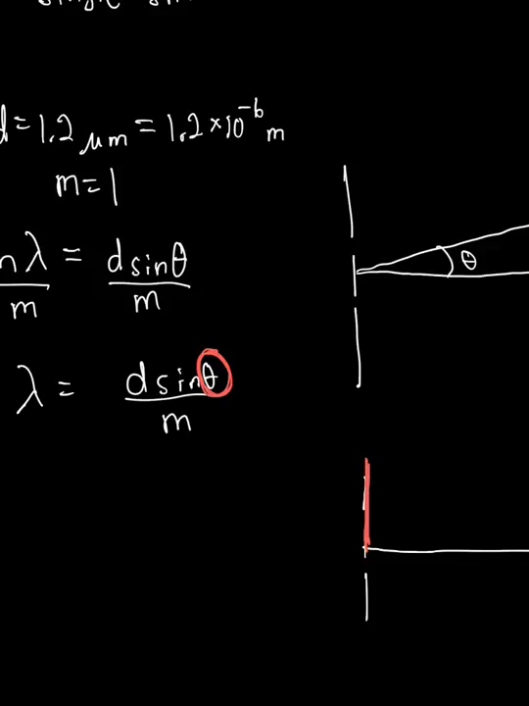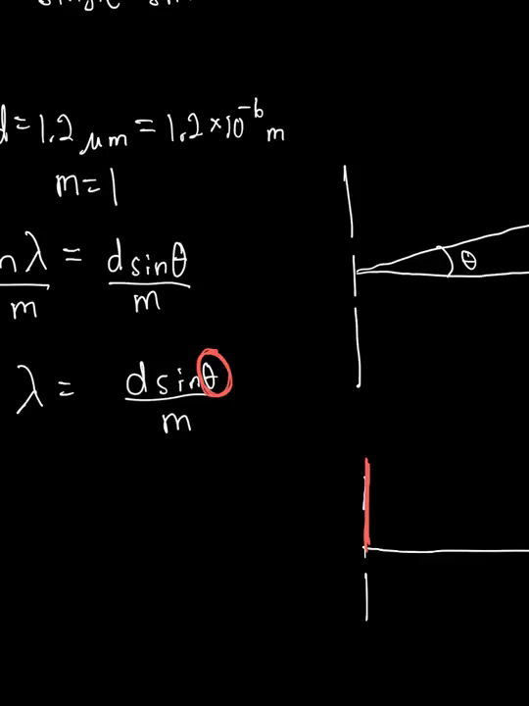What happens if I go bigger than 90? Then I'm just going backwards. I end up behind the wall. So 90 degrees is the biggest angle I can get. So to find the maximum wavelength, I plug in that biggest angle.